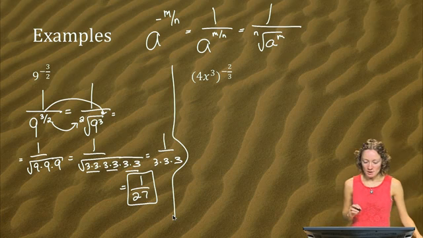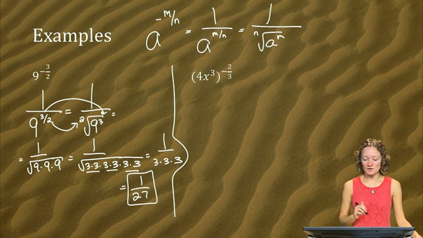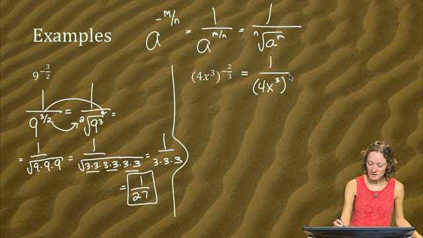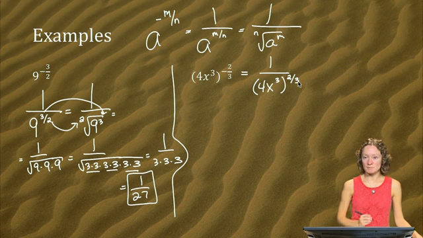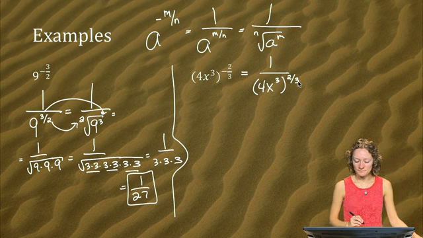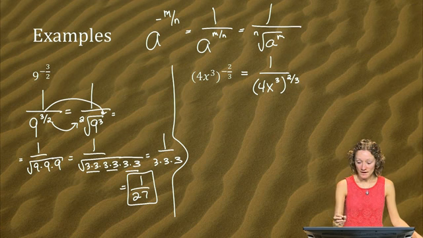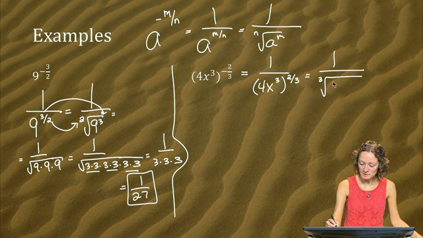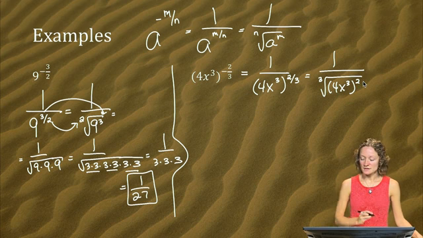Okay, this next problem, we have 4x to the 3rd, all raised to the negative 2/3. So first, let's fix that negative exponent by turning this into a fraction. The entire quantity comes to the denominator, and then instead has a positive exponent. Okay, then we'll make the change. They have an index of 3, and underneath is 4x to the 3rd, and all of that is raised to the 2nd power.